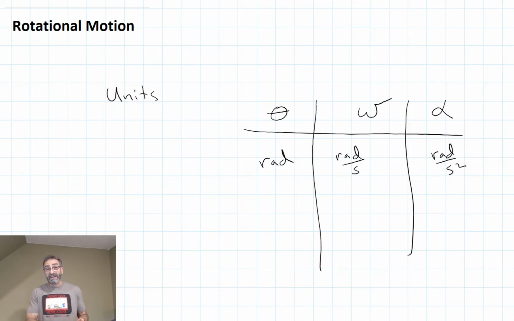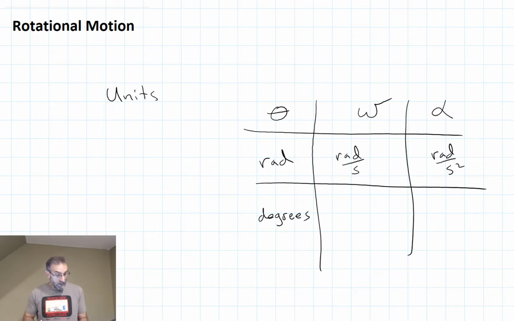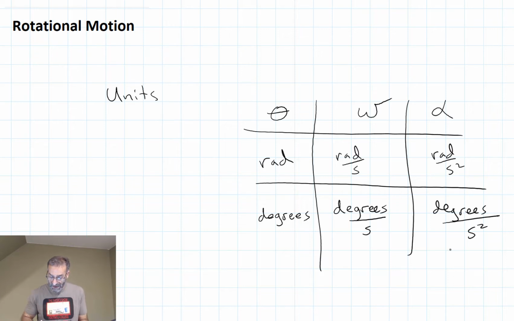But that's not the only unit we can use for angle. We can use degrees, and then degrees per time, or degrees per second, and degrees per second squared for our acceleration alpha.